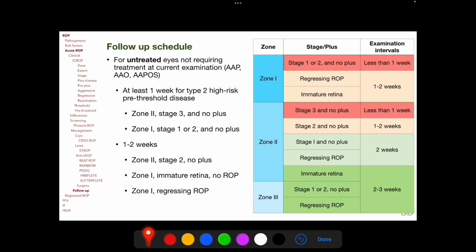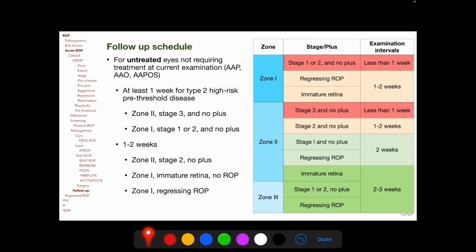Follow-up schedule for ROP eyes should be considered separately for untreated eyes with disease severity less than type 1 pre-threshold ROP, for treated eyes, and separately for eyes treated with laser and eyes treated with anti-VEGF injections, for eyes with regressed ROP, which we will be discussing subsequently. And also, termination of follow-up following acute ROP must also be taken into account.